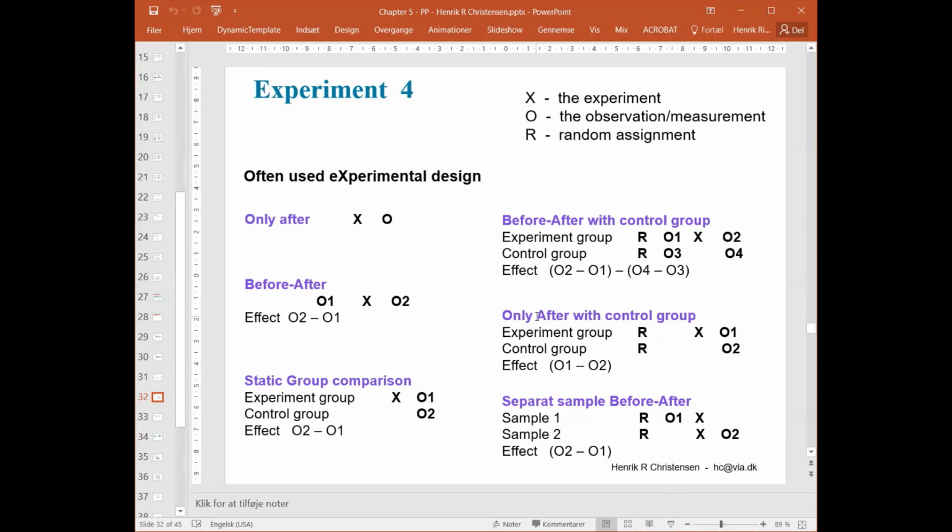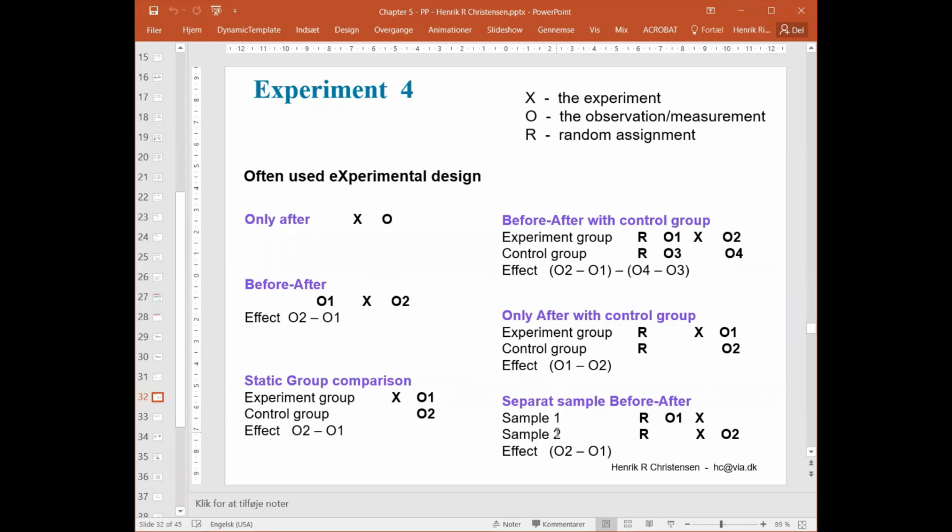Then only after, with control group, again we have randomly assigned, and we have experiment O1, O2, and we can calculate the effect. And then we have a separate sample before and after. So it simply means that we are measuring in sample 1, we do the experiment, and then we are measuring in sample 2.